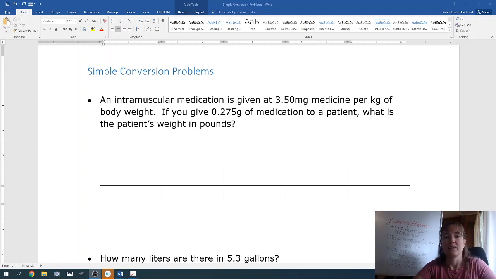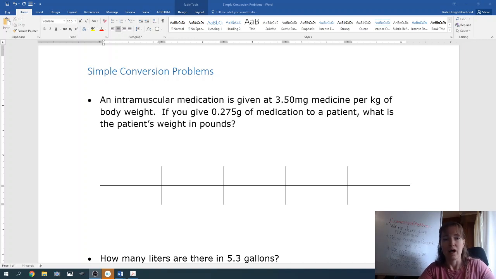We're going to be looking at a few simpler 2 to 3 conversion factor problems where we're going to take one given measurement and convert it using either common conversion factors or given conversion factors in order to get the answer that the question is looking for.